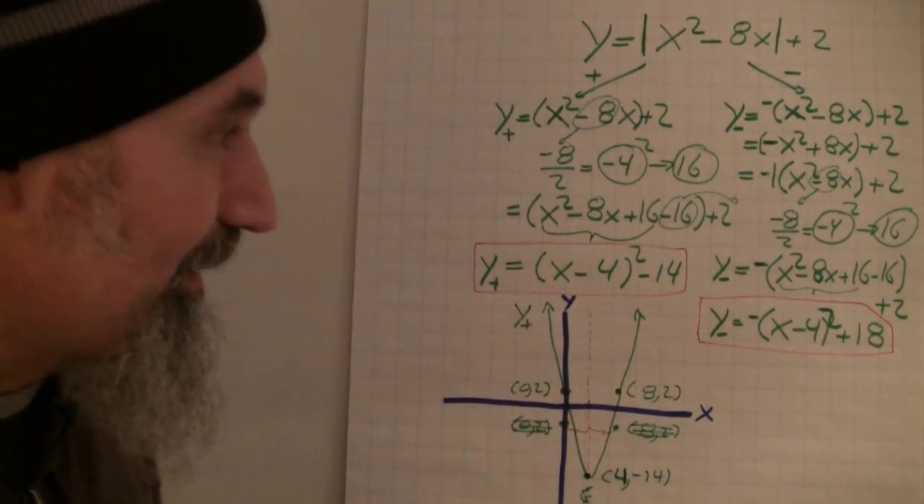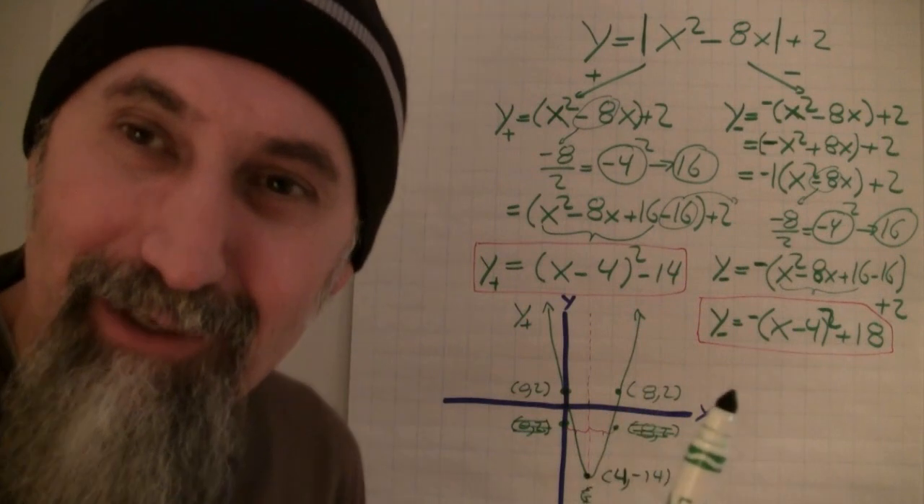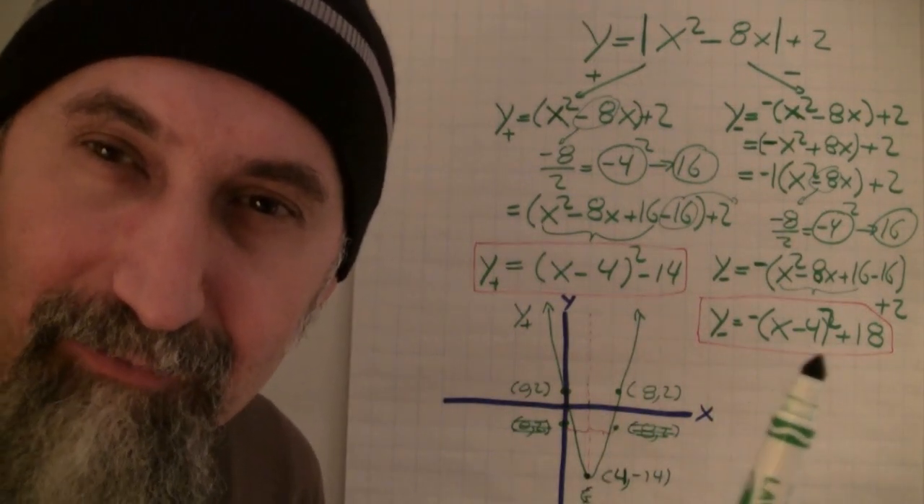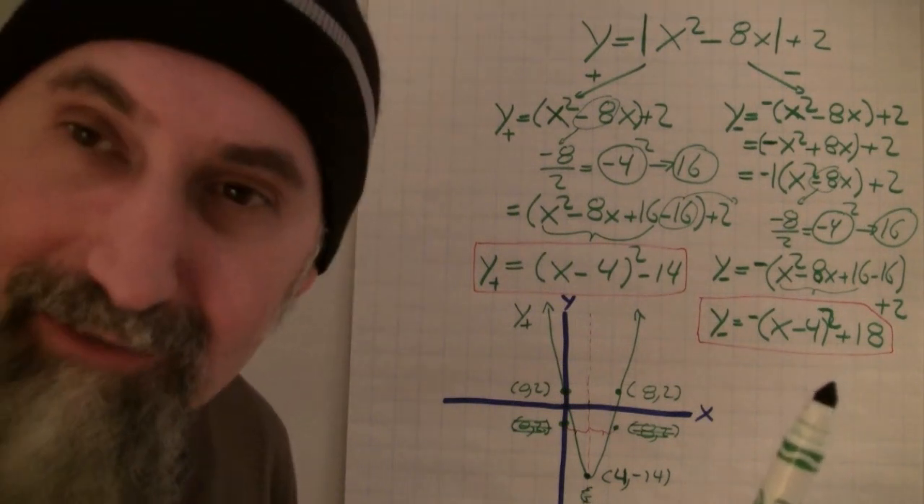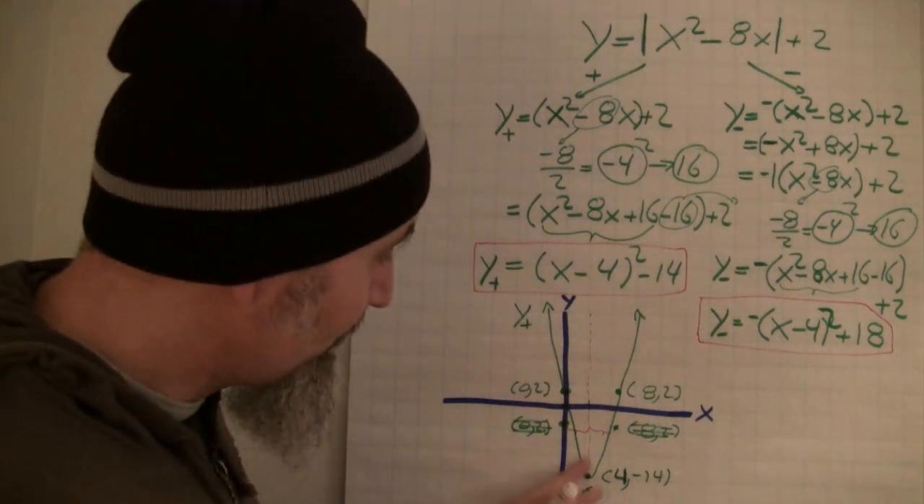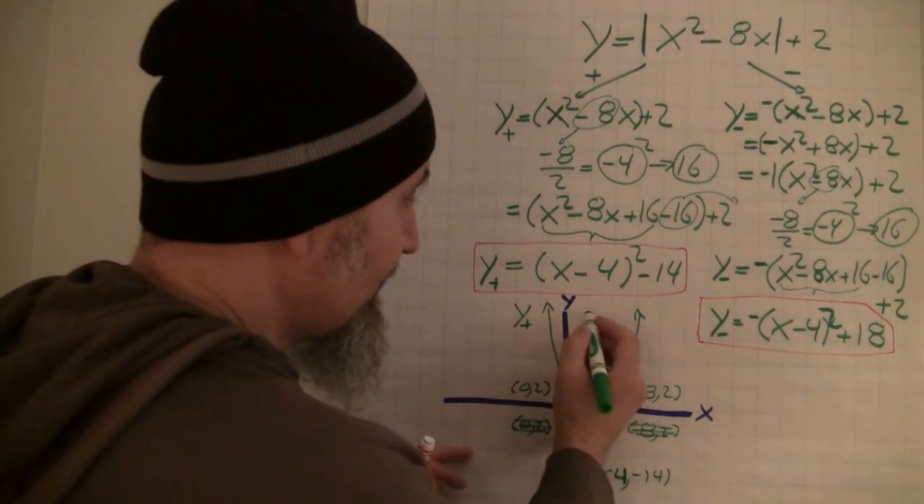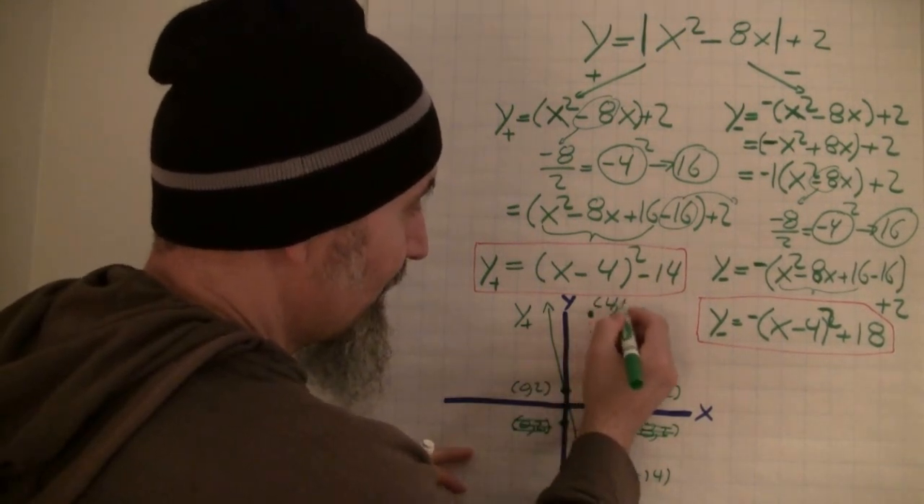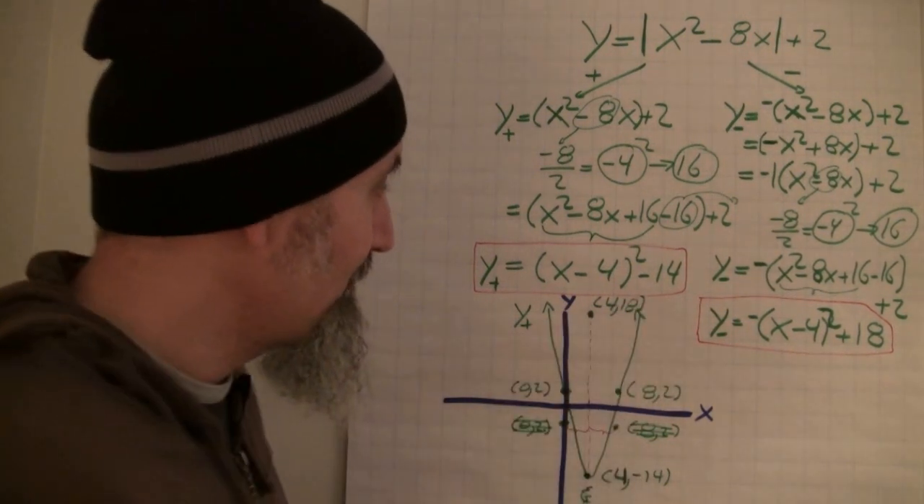Okay, now what we're going to do is graph the negative one. The negative one, the vertex is 4 and positive 18. So the 4 we already got here. The positive 18, I'm just going to assume it's here. So this point here is 4 and 18.